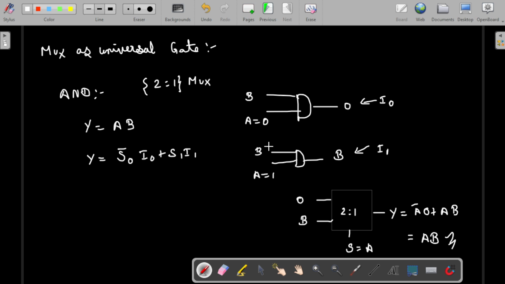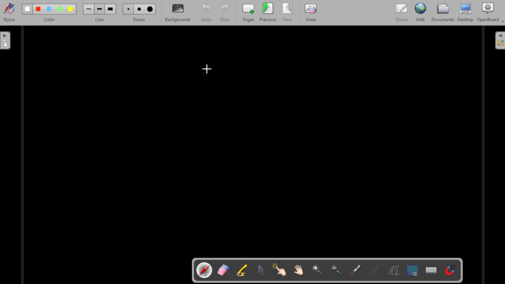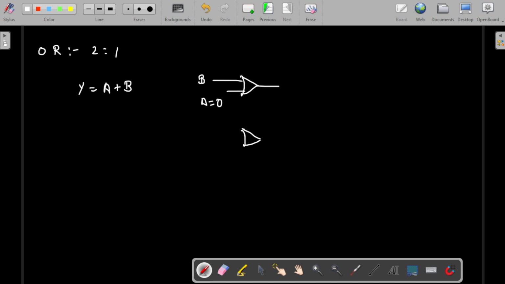So let me try another gate so that you guys can also do it. Let me try the OR gate using a 2:1 MUX. The OR gate output Y is equal to A plus B. Simple thing. Let's take two OR gates. We are fixing B as the input, and we are giving A equal to 0 in one, and A equal to 1 in the other. So here the output will be 1, and here the output will be B.